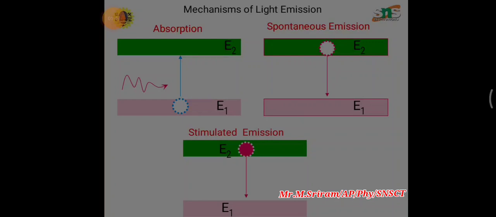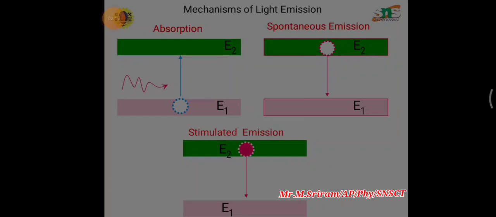The rate of absorption R12 is proportional to the following factors. R12 is directly proportional to the energy density of the incident radiation and the number of atoms in the ground state. Therefore R12 equals B12 rho nu N1. Here B12 is the constant which gives the probability of the absorption transition per unit time.